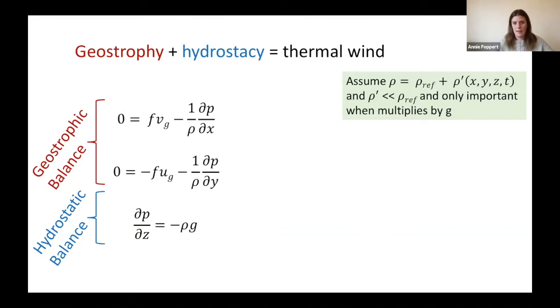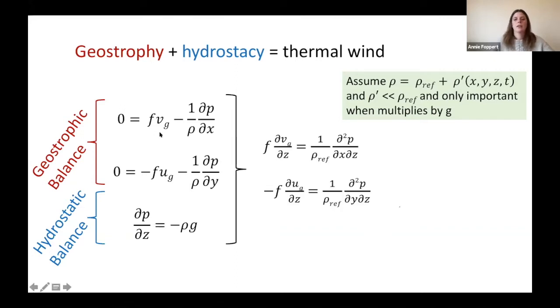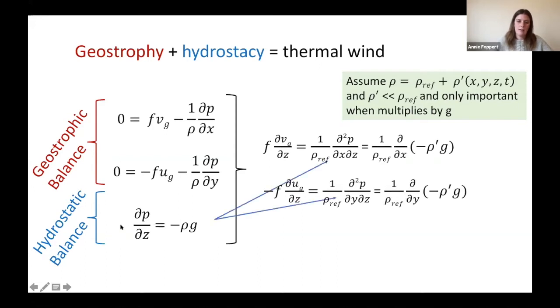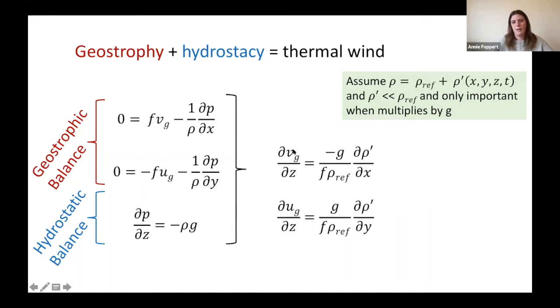And so you can combine these two by taking the vertical derivative of the geostrophic balance. So you get these d/dz terms, and then substituting in hydrostatic balance into that, you're left with the vertical velocity gradient in balance with, or proportional to, the horizontal density gradient. And in vector form it looks like that, and this is thermal wind.